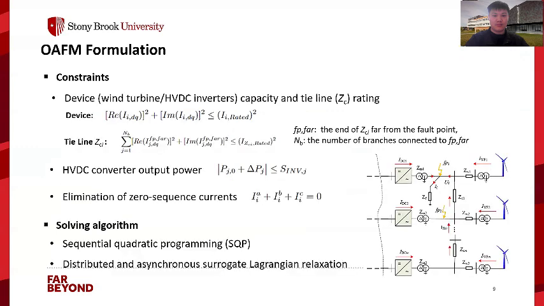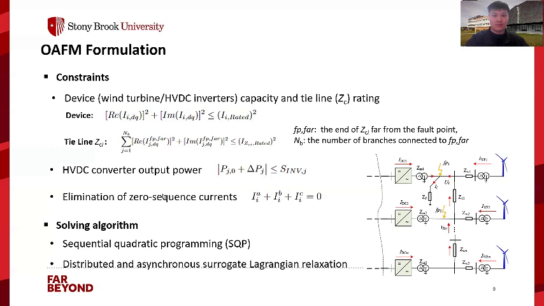OEFM has two types of constraints: device capacity constraints and coupling constraints. Device capacity constraints include safety current ratings for HVDC inverters and offshore wind inverters. This means that the current should not exceed the rated capacity of this device to ensure safe and reliable operation. Coupling constraints have two parts. First, network or tie-line rating constraints, and second, current constraints by non-zero sequence components.